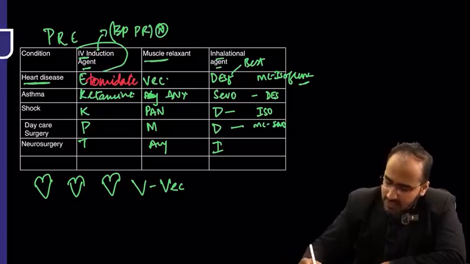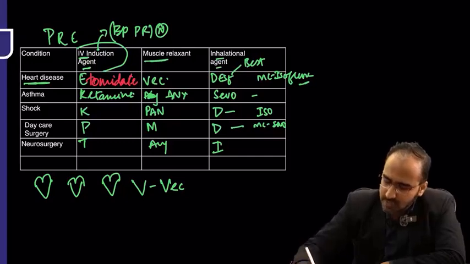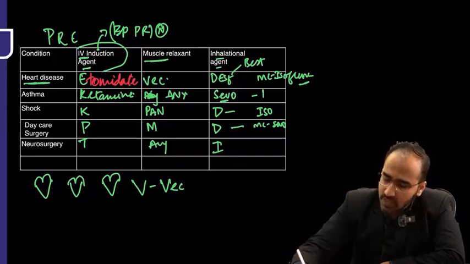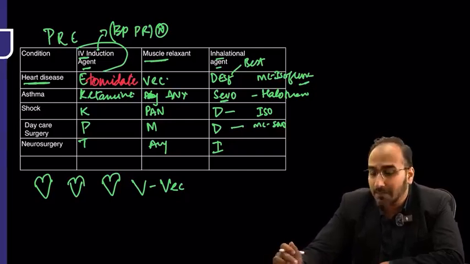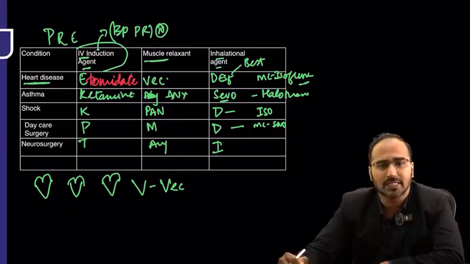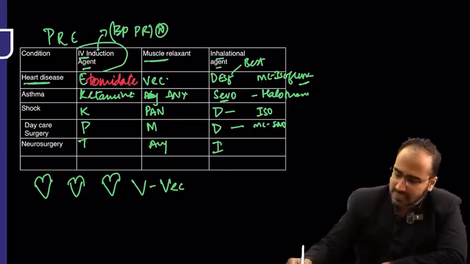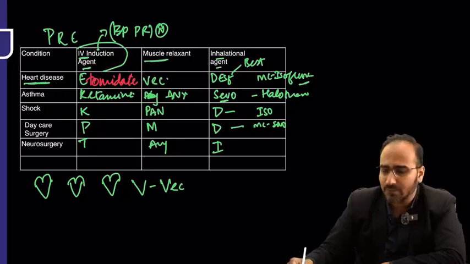It is sevoflurane. The second best inhalational agent is what? Halothane. Okay, sevoflurane and halothane both cause bronchodilation, but sevoflurane decreases the airway resistance much more, hence we are using sevoflurane for asthma. Okay, recent studies have proved this.